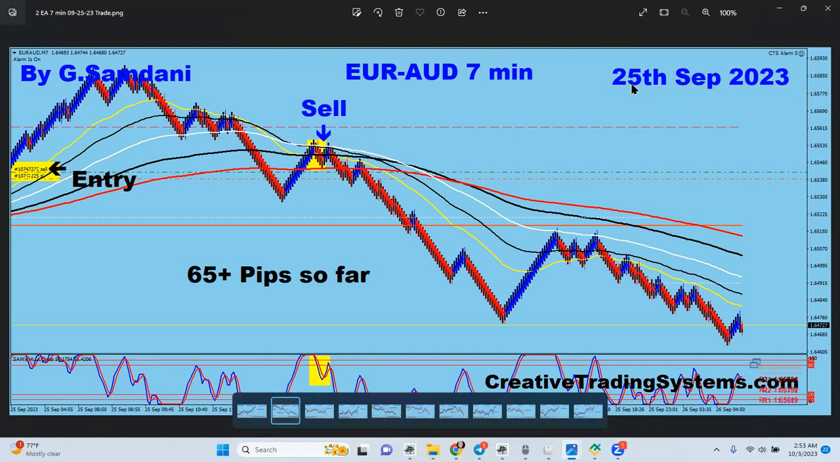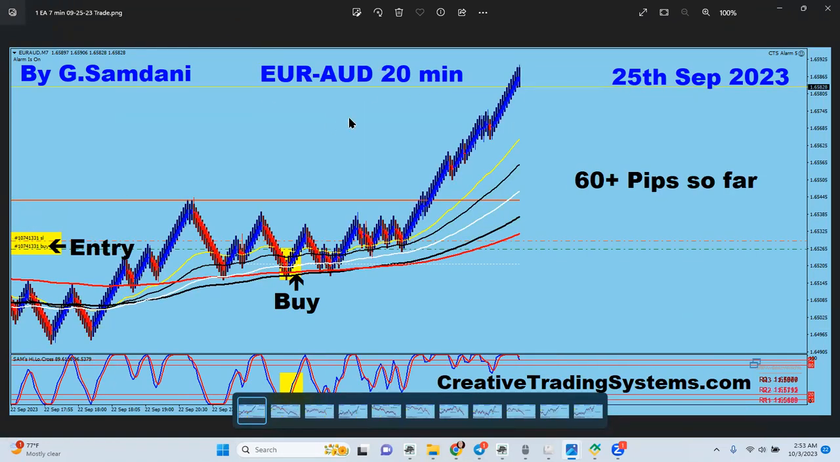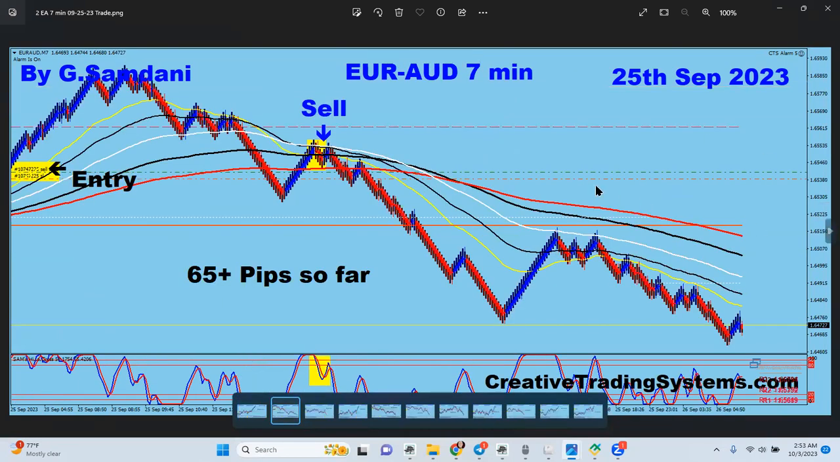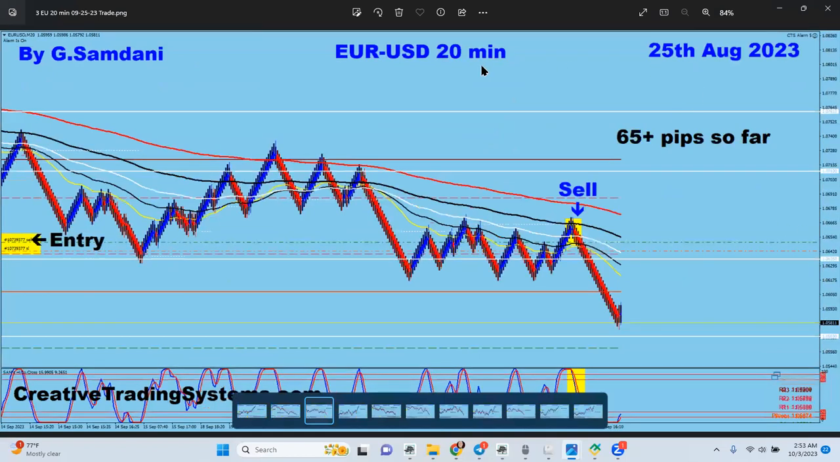On the 25th, and then on the 25th, EUR-AUD again. The first one was EUR-AUD, yeah. It was from the 20-minute chart, and then this is a second one from 7 when it was coming down again the same day. Sell order here, and this one, let's say on the 25th, EUR-USD for 65 pip. This is the sell order.